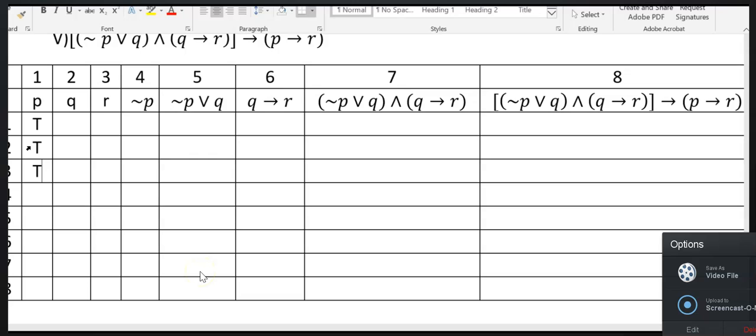Now here is again the fifth one: the negation of P or Q, and Q implies R. This implies P implies R. Now we'll find out the first, this square bracket. First we'll write P, Q, R, negation of P, negation of P or Q, Q implies R, and we'll find out the AND between the fifth and sixth. And next is the implication, that is, the P implies R that we want to construct here. I have not constructed it here. Now we'll see this here.